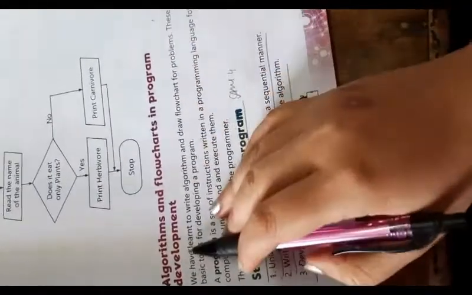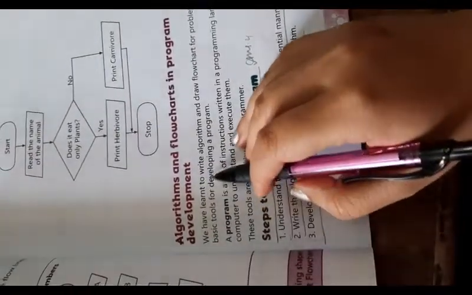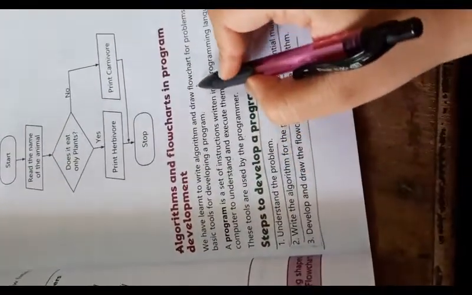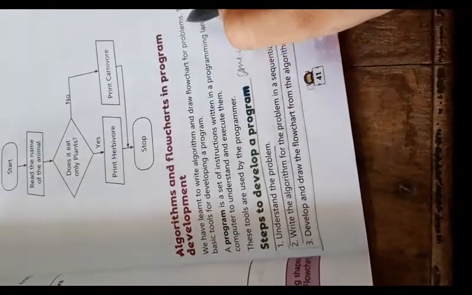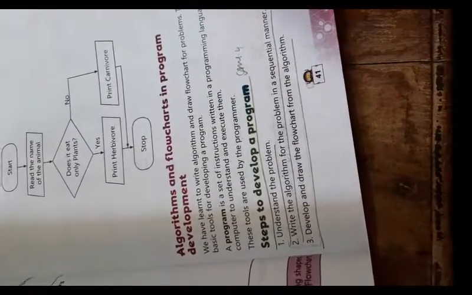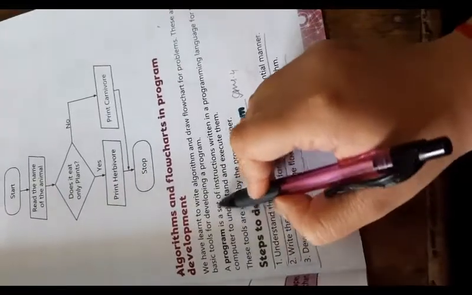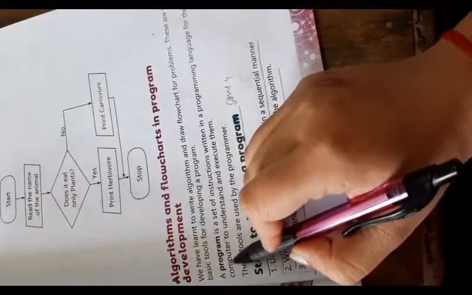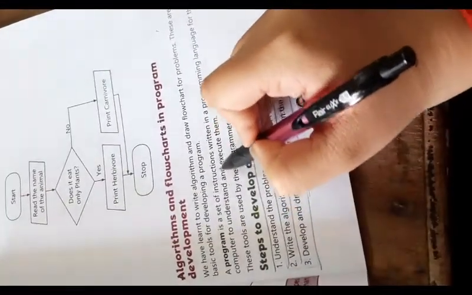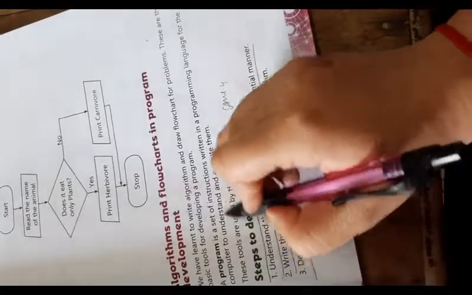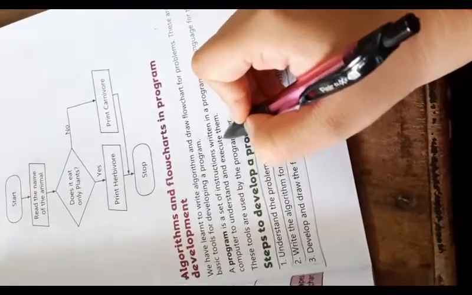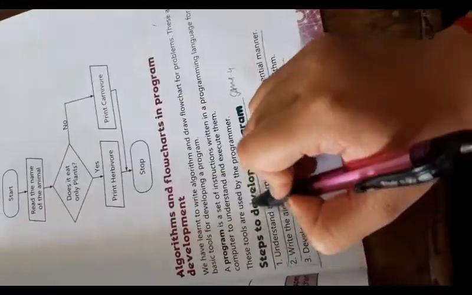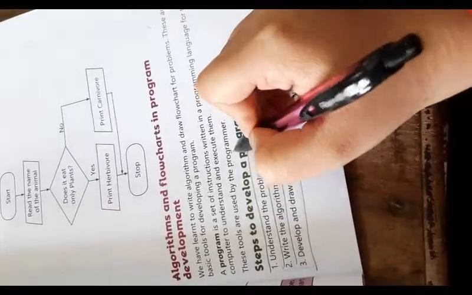Now, algorithms and flowcharts in program development. We have learned to write an algorithm and draw a flowchart for problems. These are the basic tools for developing a program. A program is a set of instructions written in a programming language for the computer to understand and execute. These tools are used by the programmer.